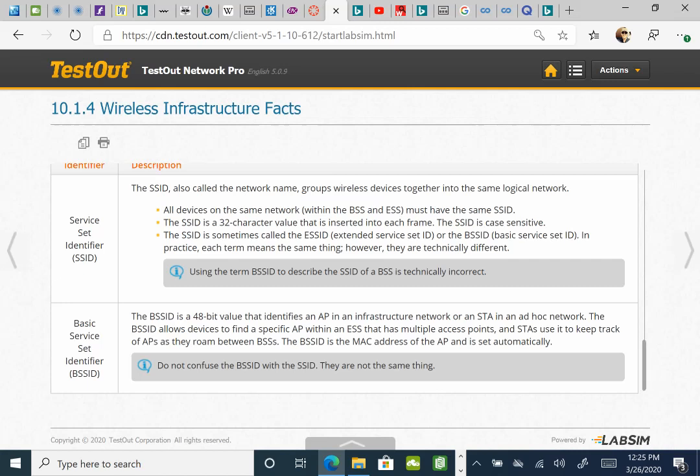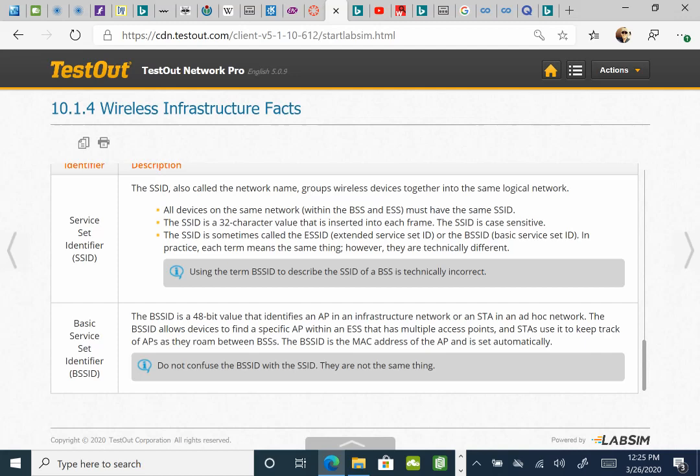And then there's your basic service set, which is a 48-bit value that identifies the AP and the infrastructure, or the STA in an ad hoc network, which, again, we don't really use. So that's the wireless infrastructure in putting that together.